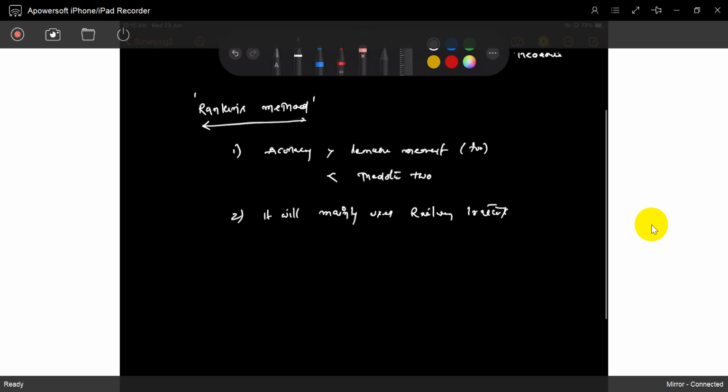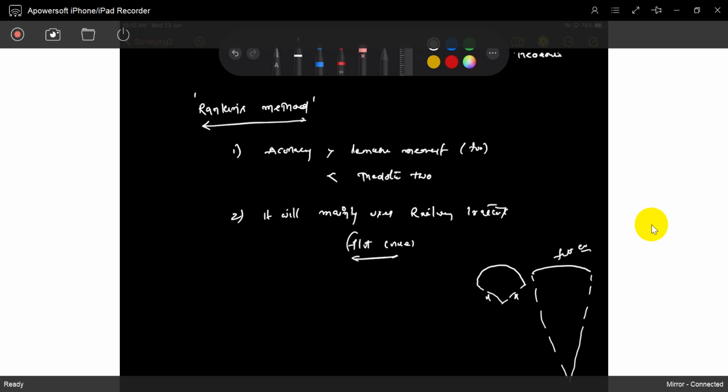Why railway tracks? A railway track mostly has a flat curve. What is meant by a flat curve? A flat curve means the radius is too large and the curvature is very small. If you take a large curve or bulk curve, the radius is very small compared with this. Understood? It's a flat curve.